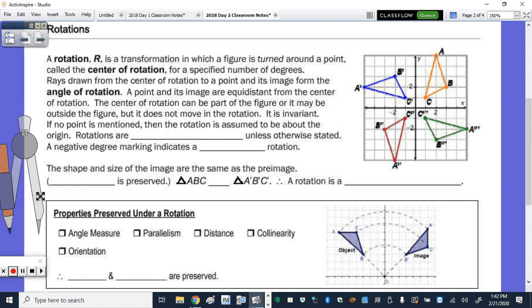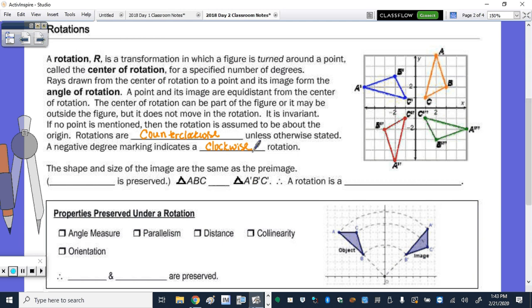A rotation, which is noted with a capital R, so lowercase for reflection, capital for rotation, is a transformation in which a figure is turned about a point called the center of rotation for a specified number of degrees. Rays drawn from the center of rotation to a point and its image form the angle of rotation. A point and its image are equidistant from the center of rotation, and the center of rotation can be part of the figure or it may be outside the figure, but it does not move in the rotation, so it's fixed. Another word for fixed is invariant, meaning it doesn't change. If no point is mentioned, then the center of rotation is assumed to be the origin, or 0, 0. Rotations are counterclockwise unless otherwise stated. So if it's a positive degree measure, it's a counterclockwise rotation. If it's a negative degree, it's noting a clockwise rotation.